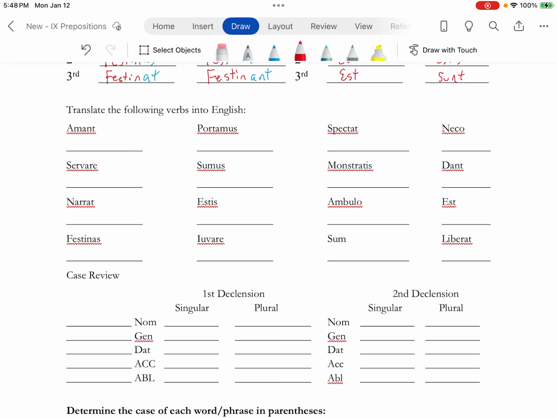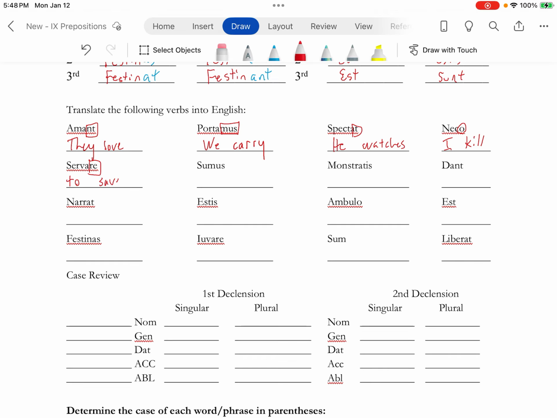Down here, translate the following verbs into English. Amant, NT is they, so it's they love. MUS here is we, carry. And then if you want to, you can fill out the rest of them and then fast forward to see what I come up with at the end, or you can just follow along with me. T, he, she, or it. Spectat, watches. O is I. Neco, kill. Servare, this RE means to, and then save.